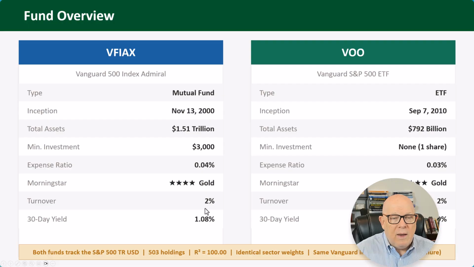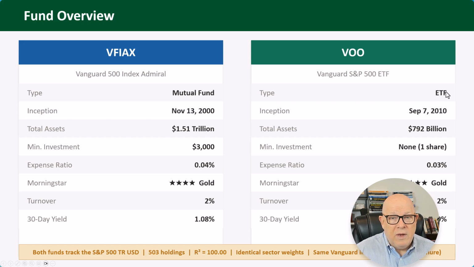Has a very high rating, has very low turnover. They're just buying the S&P 500, very little buying and selling of securities. They pay dividends of about 1% per year. So you're going to have very little in terms of realized capital gains.